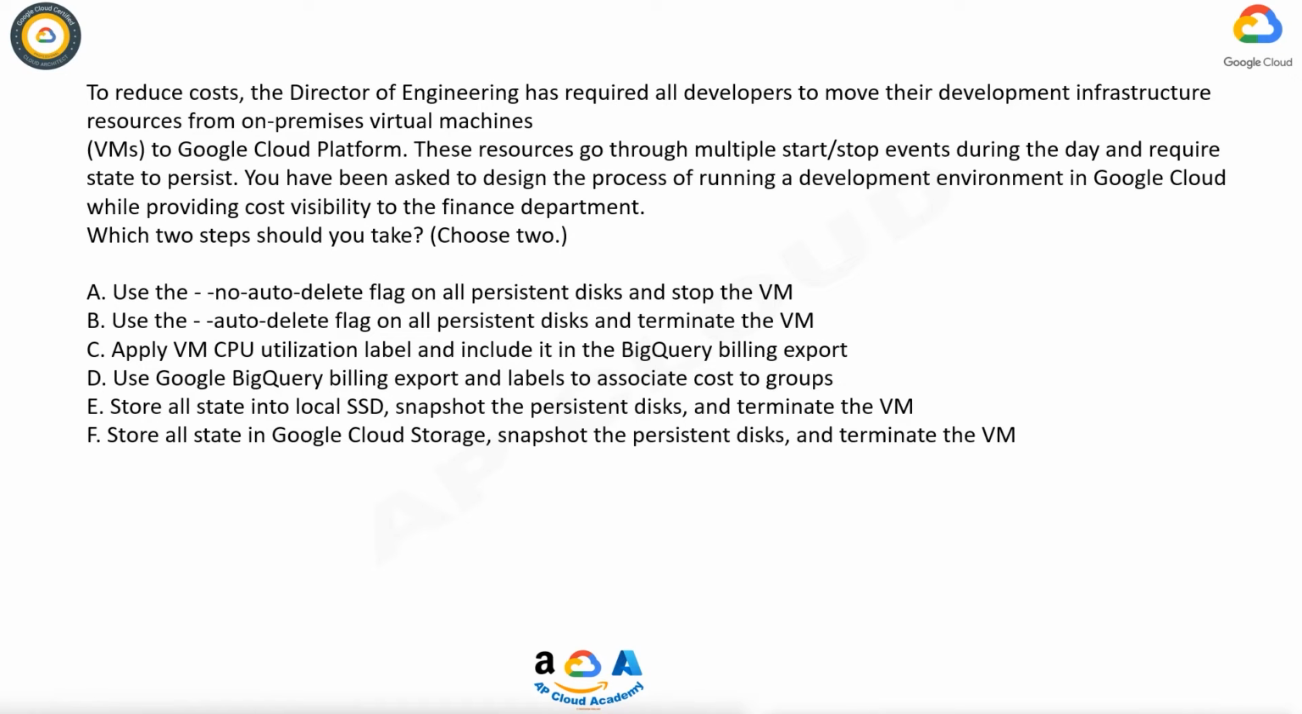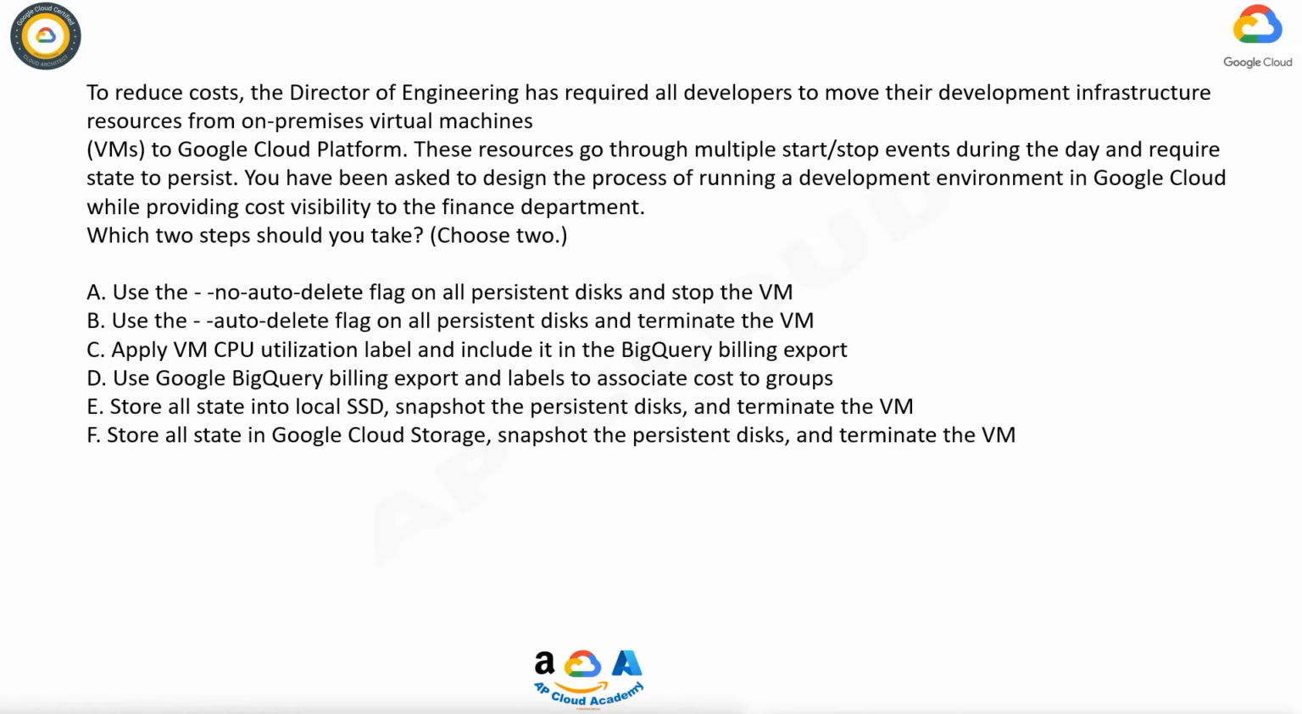To reduce costs, the Director of Engineering has required all developers to move their development infrastructure resources from on-premises virtual machines, VMs, to Google Cloud Platform. These resources go through multiple start/stop events during the day and require state to persist. You have been asked to design the process of running a development environment in Google Cloud while providing cost visibility to the finance department. Which 2 steps should you take?